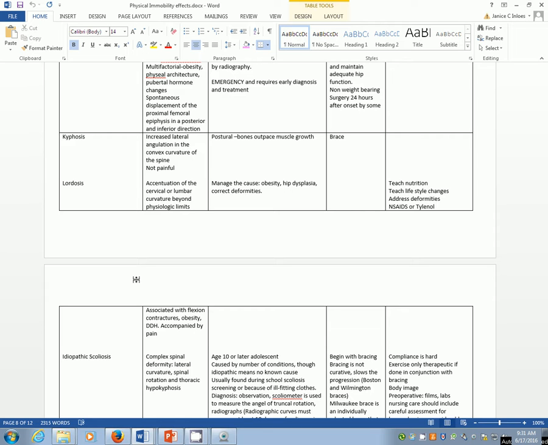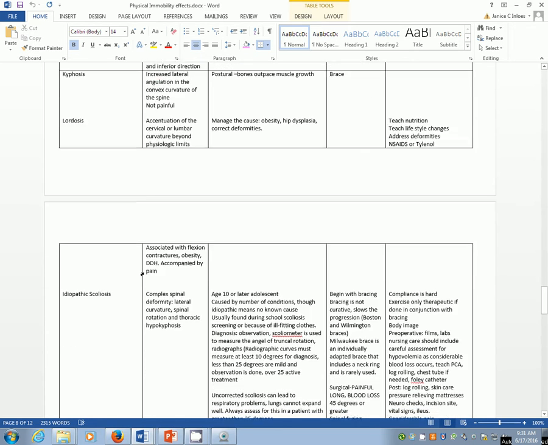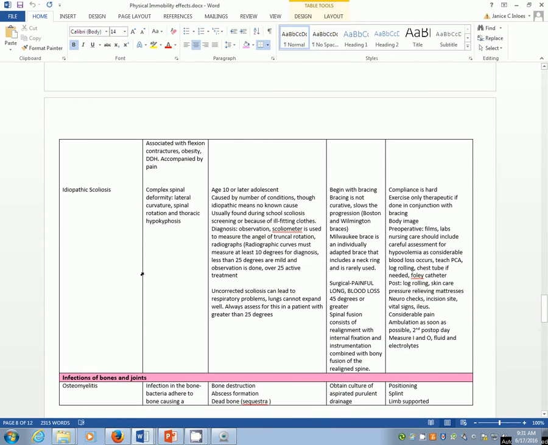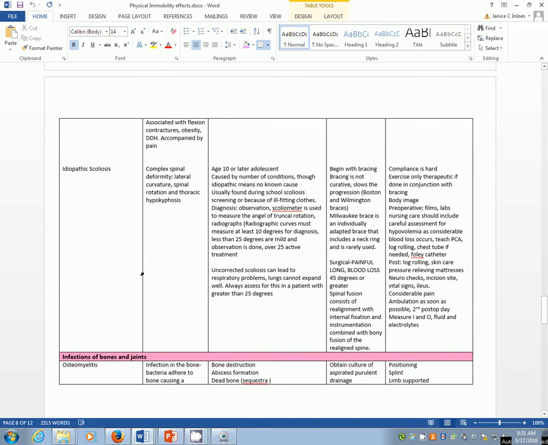The one that concerns us the most is the idiopathic scoliosis, which can actually cause respiratory problems because of the shortening of the chest, and you have your spine at such a degree that we're not able to expand our lungs well, and our diaphragm can't expand. So we see problems with respiratory in here. It's a real complex deformity. Sometimes it can be a lateral curvature with spinal rotation and thoracic hypokyphosis.